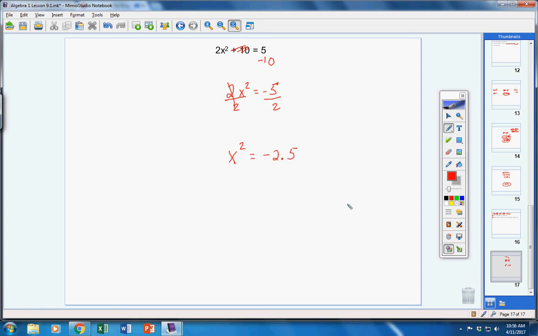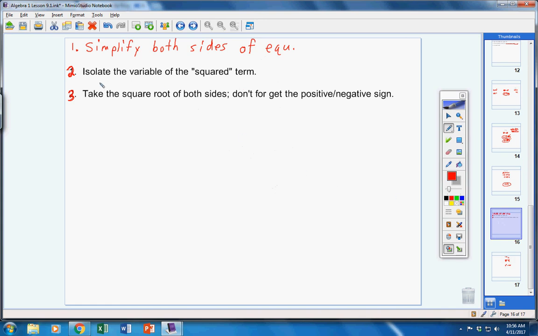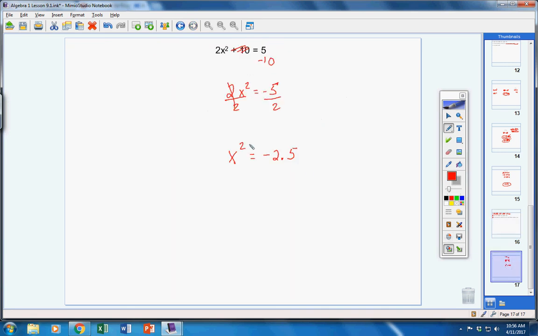Alright? Okay, so step 2 is now completed. We have isolated the variable. Take the square root of both sides now. Don't forget your positive negative sign. So the square root of x squared and the square root of negative 2.5. Now the square root of x squared is x.